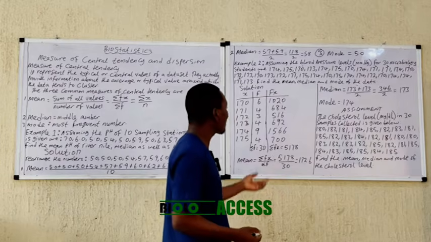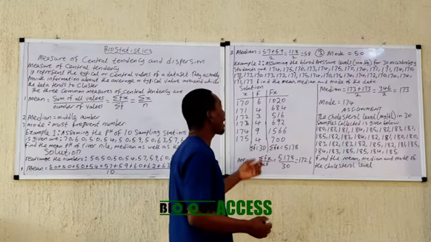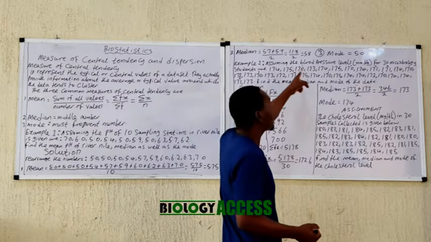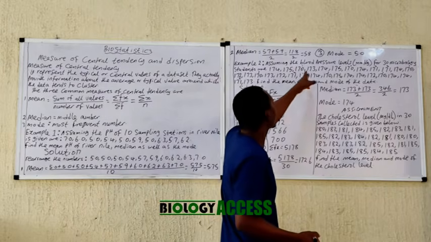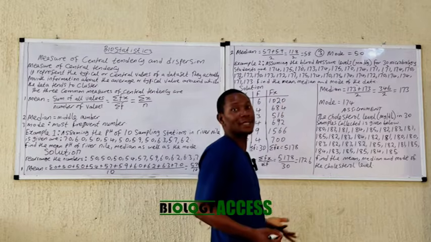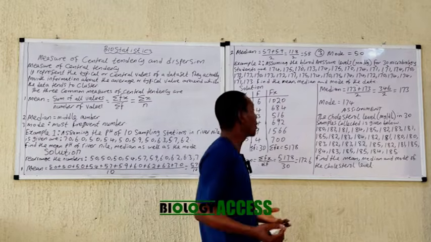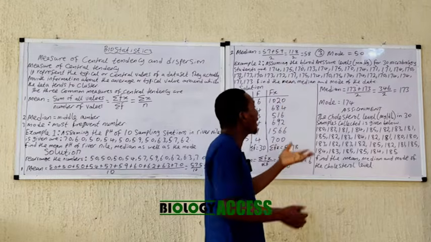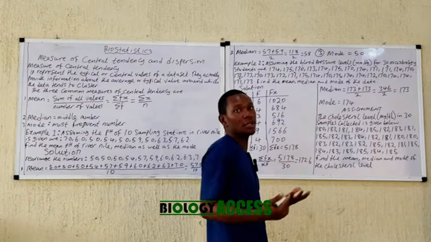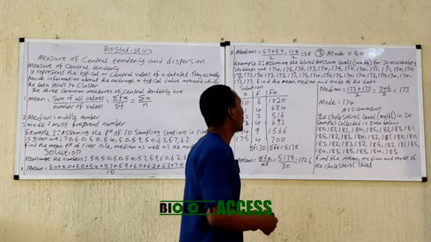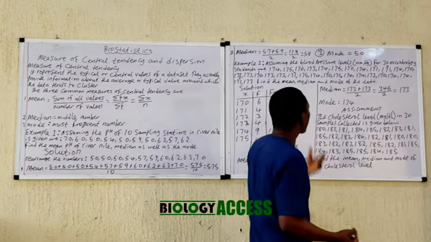Take note, this is making the work easy for you, because you can decide to use the long method by adding them one after the other. This plus this plus this plus this, then you add everything together and you divide by what? 30. You still get the same answer. But you can have a data set that is up to even 300. You can't start adding like that. So you use this kind of short method to get your answer.